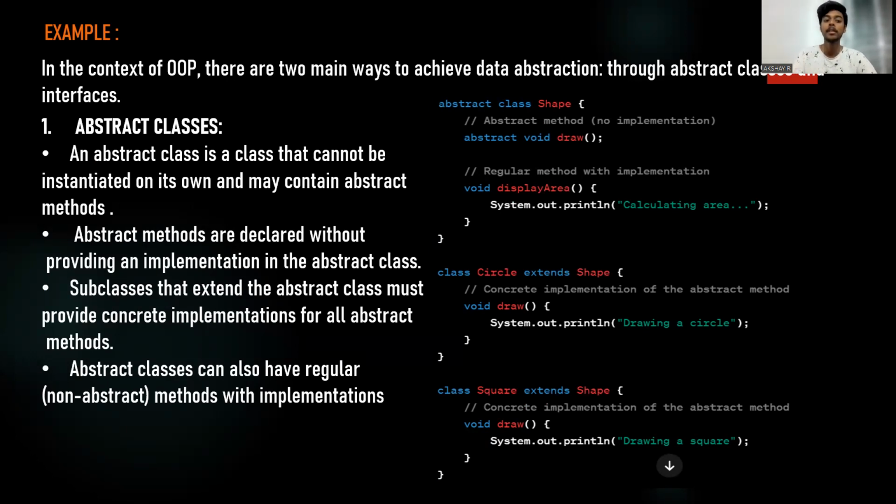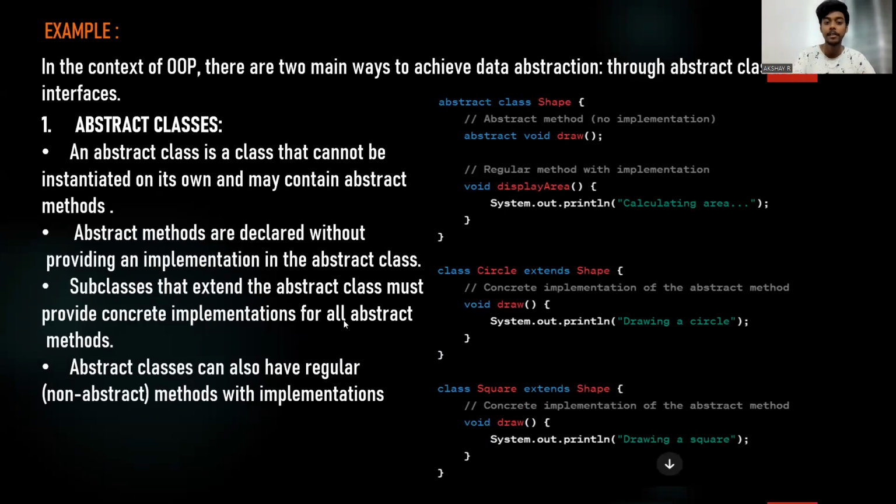Subclasses that extend the abstract class must provide a concrete implementation for all abstract methods. Abstract classes can also have regular methods with implementation. So we have seen the abstract class.